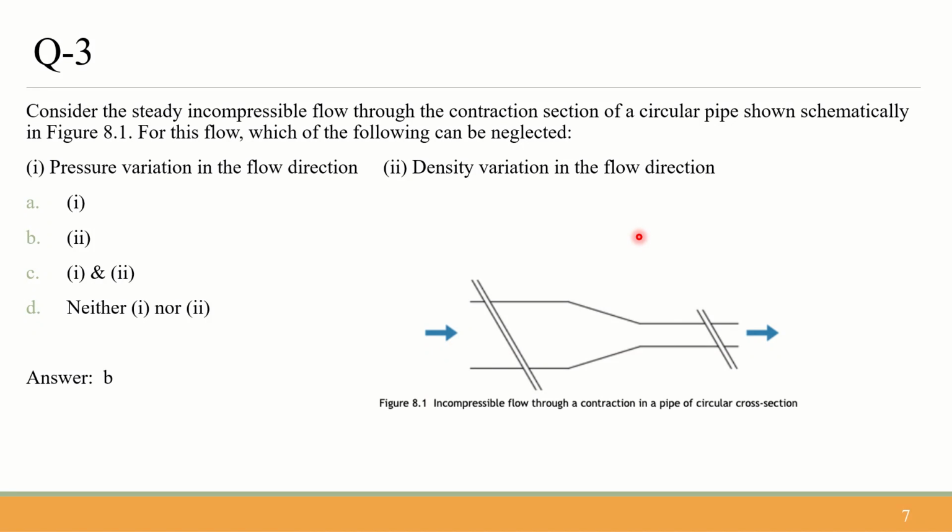So if we are dealing with incompressible flow, what should come to our mind? In incompressible flows, there is no major change in the density, and therefore it can be neglected. So let us now see which can be neglected. First one, pressure variation in the flow direction, and second one, density variation in the flow direction. Second one is as we discussed, whereas the first one, it is pressure variation. Pressure variation cannot be neglected. Imagine that you are dealing with the pipe flow, the majority of the flow happens because of the pressure difference, so pressure variation cannot be neglected when we are dealing with incompressible flows.